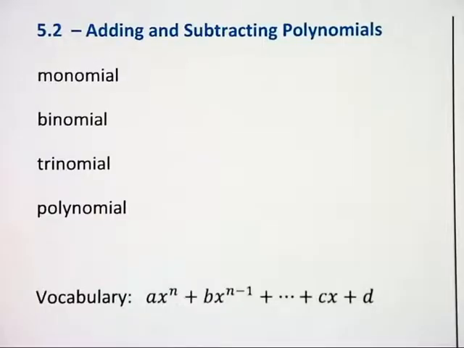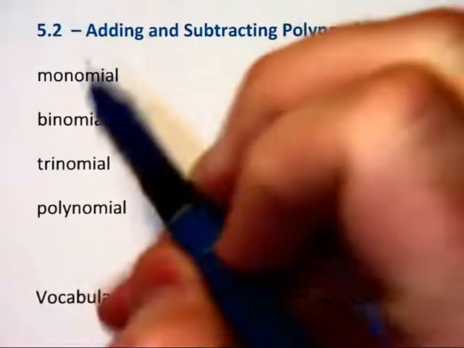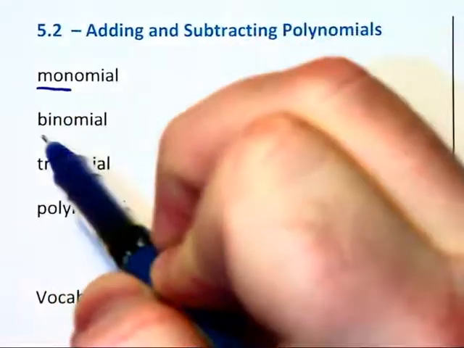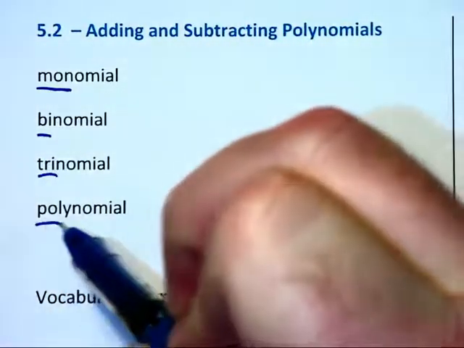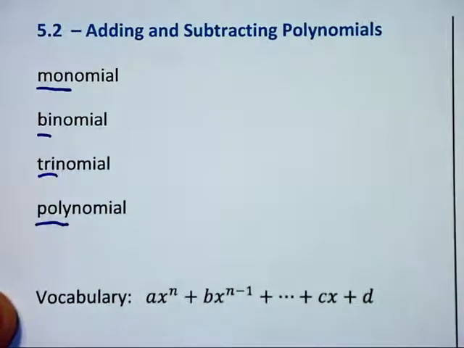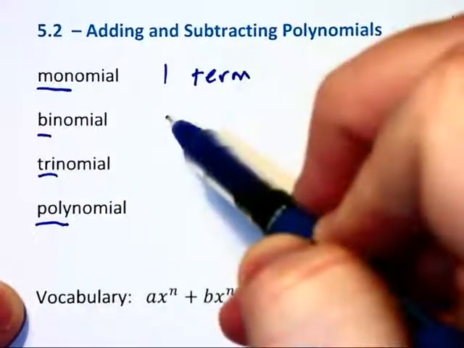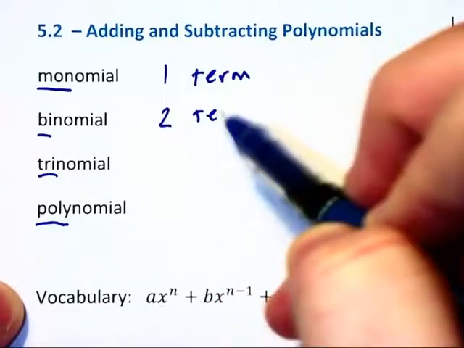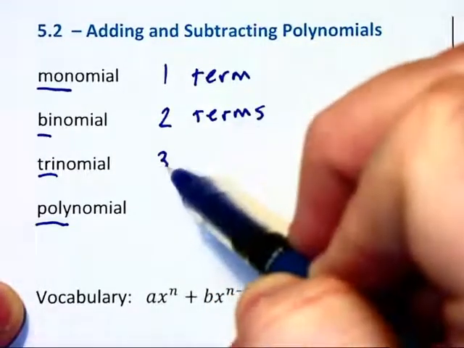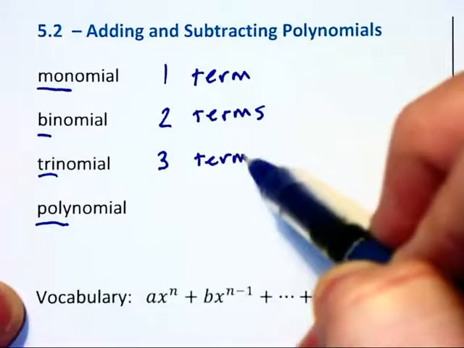Now let's focus on a little bit of vocabulary. Let's look at these prefixes mono, bi, tri, and poly. A monomial is an expression that has one term. A binomial is an expression that has two terms. A trinomial is an expression that has three terms.